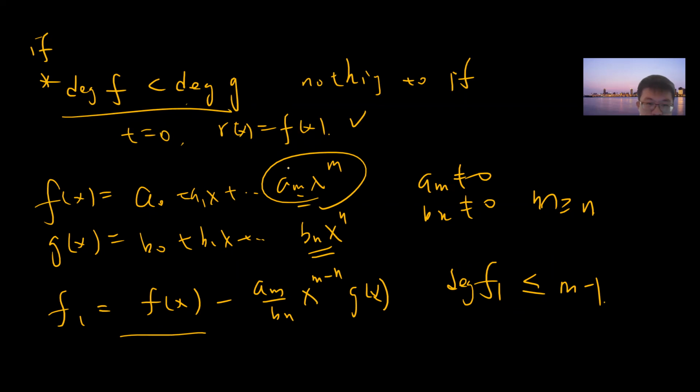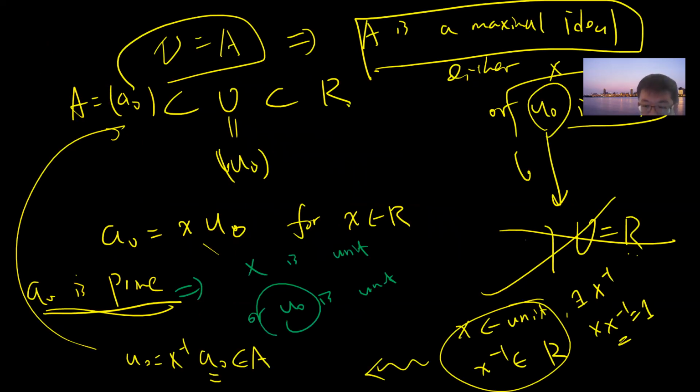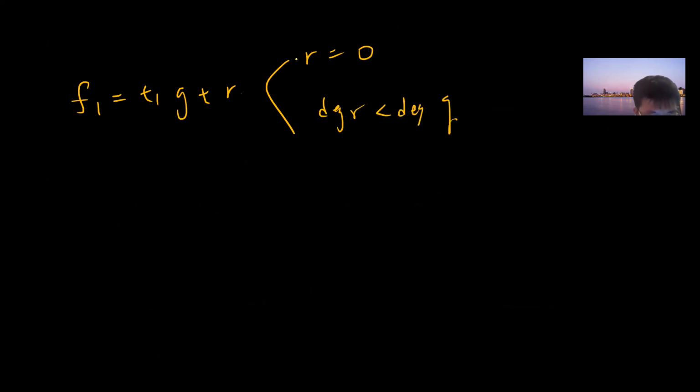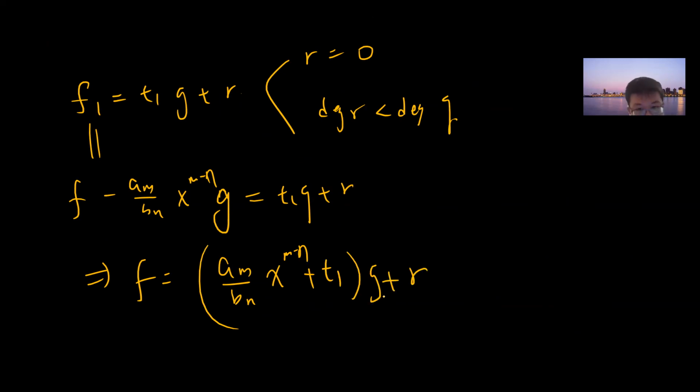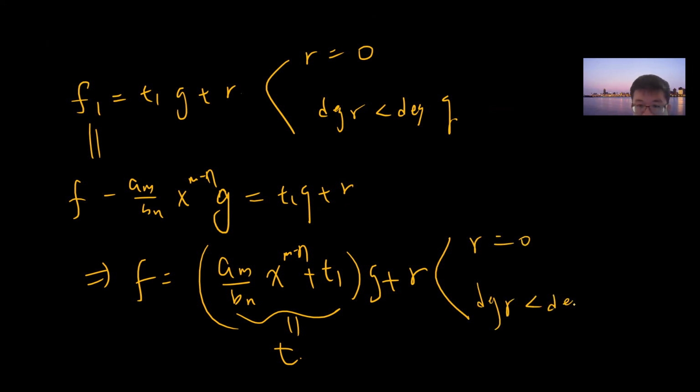So you can prove by induction. By induction, you can assume that f1 is t1 g plus r, where r is 0 or degree r is less than degree g. But f1 is just f minus am divided by bn x^(m minus n) g, which equals t1 g plus r. So f is am divided by bn x^(m minus n) plus t1, times g, plus r. We can call this bracket another t. Now we have f is tg plus r, and these are all in the polynomial ring, and r is still 0 or degree r is less than degree g. So the proof is just using induction.